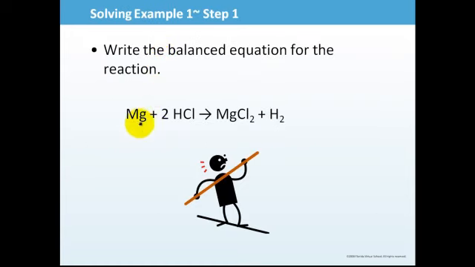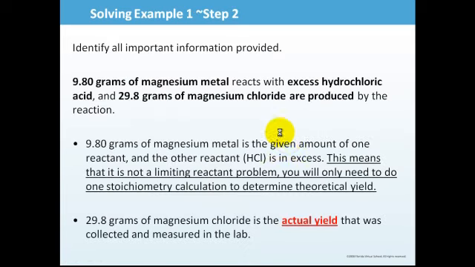Okay, so again, first thing we had to do is write the balanced equation. And there we go, we have our balanced equation. Mg plus 2HCl yields MgCl2 plus H2. We already mentioned that we have 9.8 grams of magnesium metal. Excess hydrochloric acid means it's not the limiting reactant. And it produces 29.8 grams of magnesium chloride. So this would be our actual yield, because that's how much is actually produced when we did the experiment.